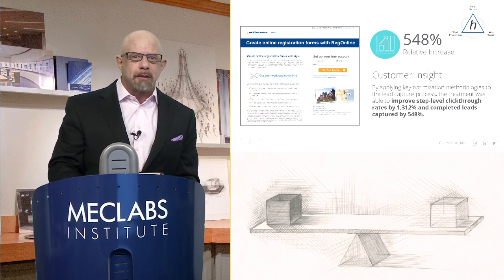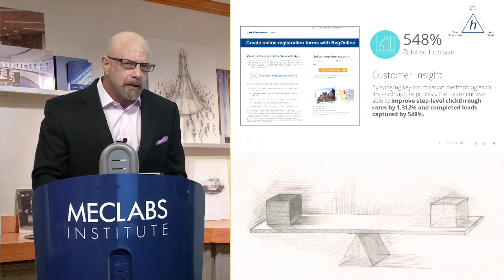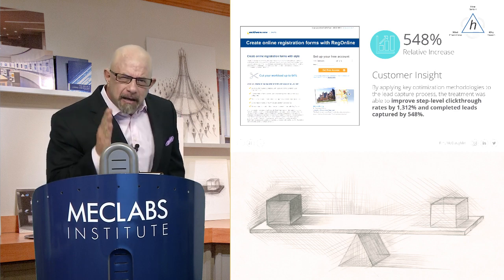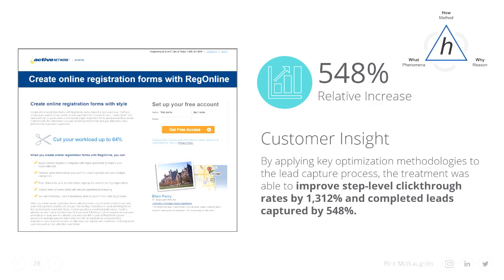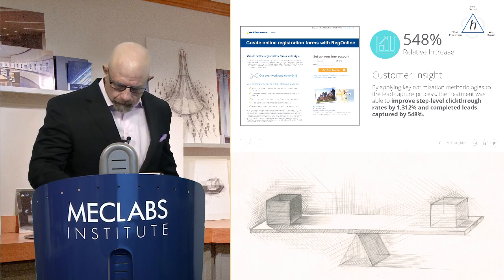Every time I get into those experiments and tests, there's so much hype, so much nonsense, such poor science, such exaggeration, but that's a real number. And step level click-through went up by, look at that number, 1,312%. You said, you must have made a lot of money. No, we didn't. We got something better than money.